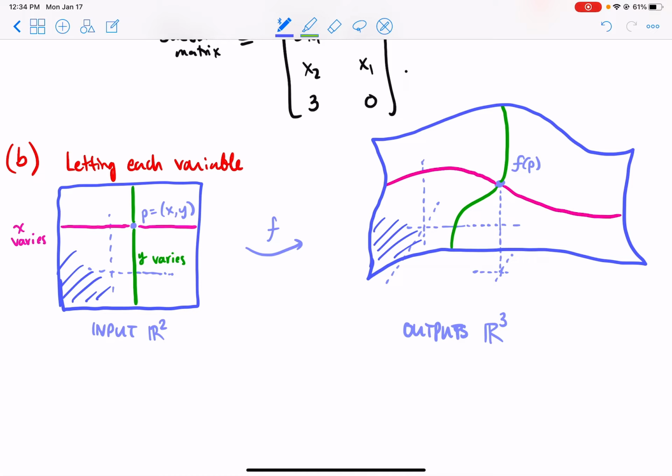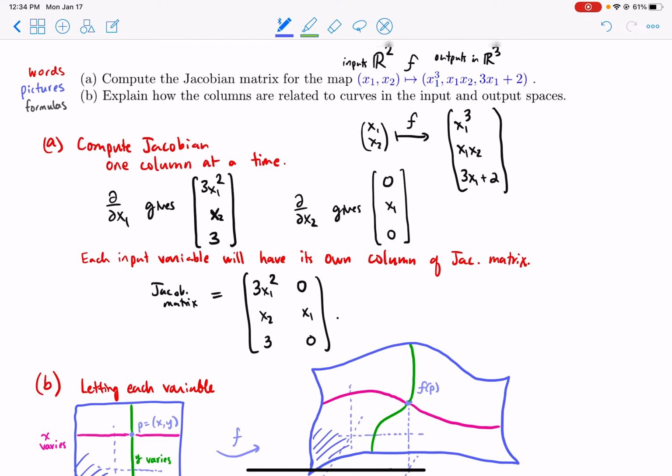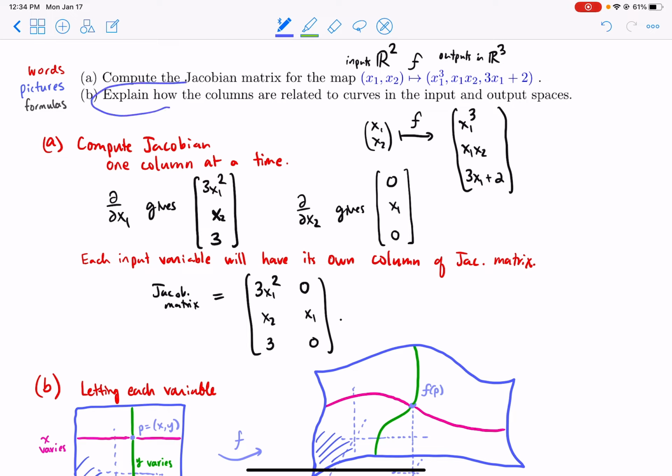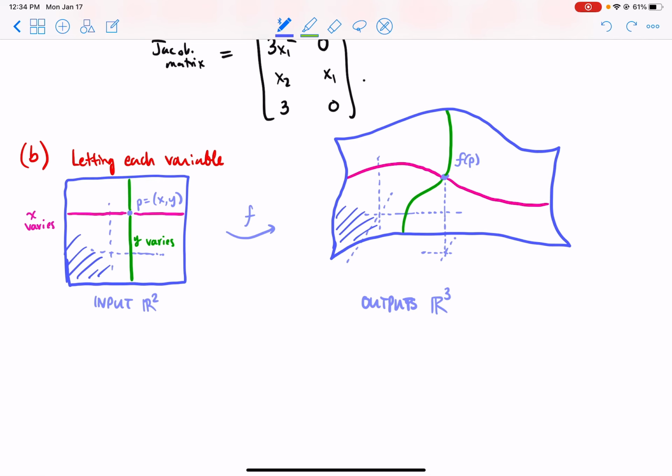Okay, and then, yeah, so this should sort of make sense. Now, that's my picture. What is the question? Explain how columns are related to curves in the input and output spaces. Well, each column was just a derivative when one of the variables varied, so it should be like that straight line. And then this will be a velocity vector, and this will be a different velocity vector. So I'll just put that in words.